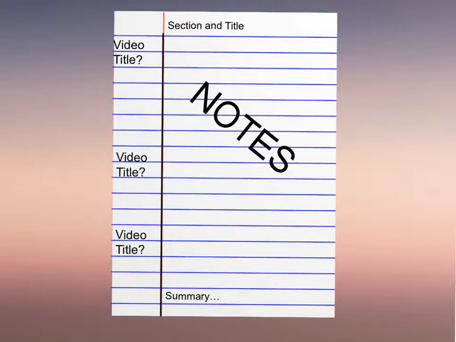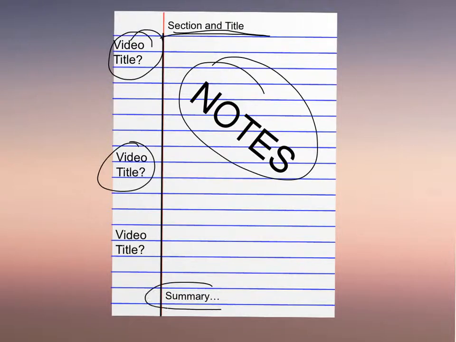Okay, here's a review of what your paper should look like as you're taking notes from the video. Remember, your section title is up top and your video titles will go in the left-hand column, followed by your notes in the right-hand column and your summary at the very end.